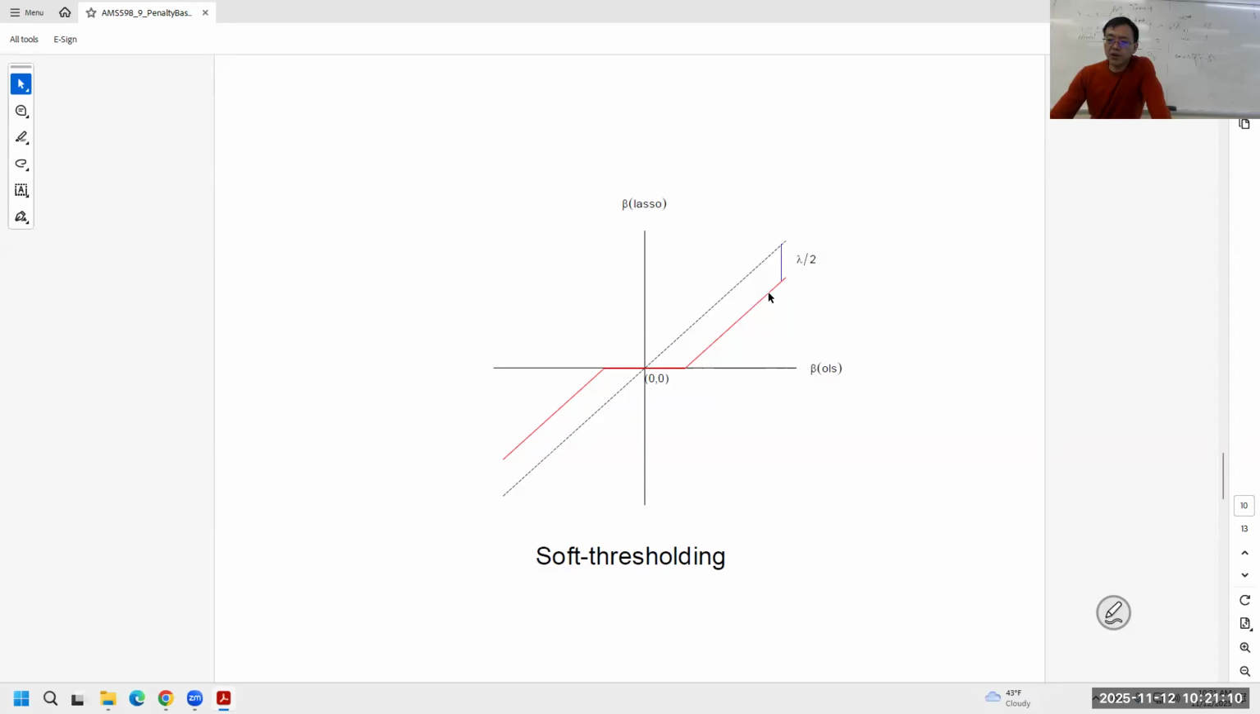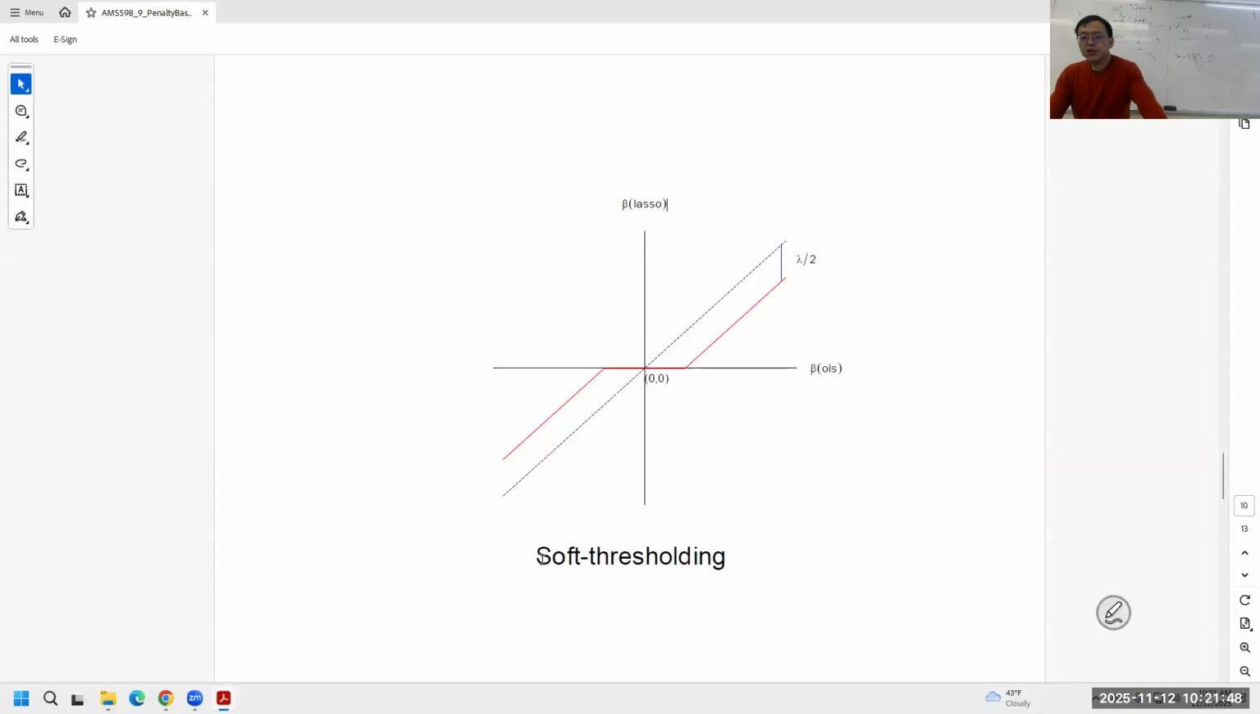And this shrinkage keeps going down as lambda increases, until it reaches some point where this particular beta is shrunk to 0. Then it stays at 0, because the penalty is already large enough to make this beta 0. This is if the beta is on the positive side. If the beta is on the negative side, you see it from the other side. So this is how it goes.